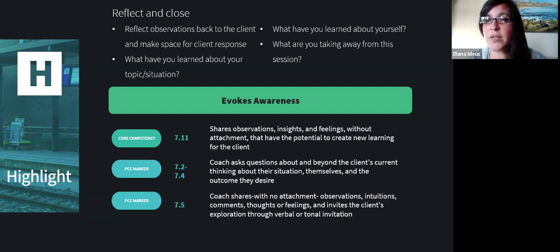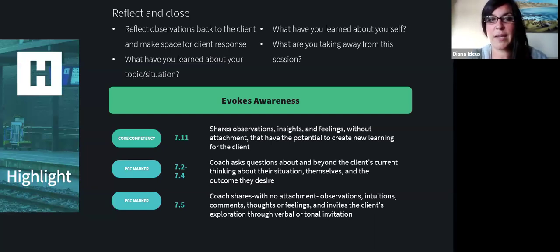And then on the PCC marker side, again, those questions about the current and desired state. Again, the sharing with no attachments, and that part invites the client's exploration. So if you share without attachment, but don't invite the client, you're not going to get PCC marker 7.5. That's okay. You don't have to get all of them. But here's the thing: if you're going to share, you want to share and invite.